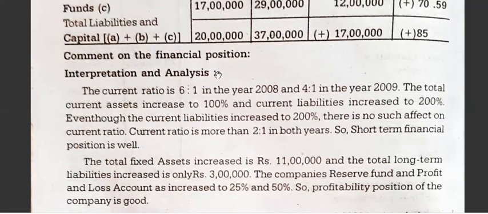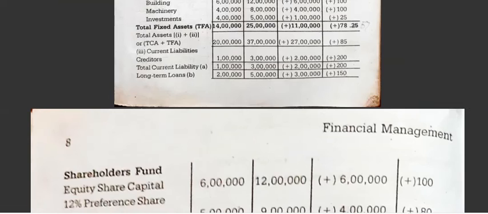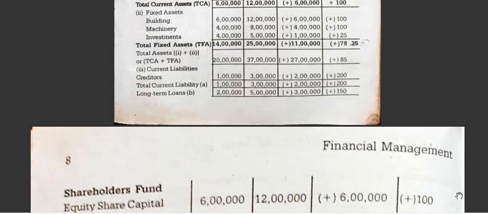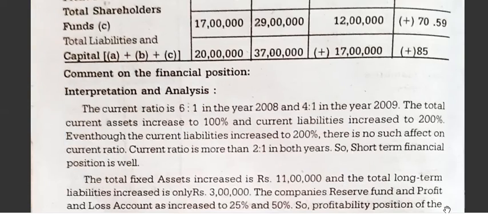Now what you have to see is the current ratio. How to interpret it? First you have to find out the current ratio, that is current assets divided by current liability. See, in 2008, what is the current asset? 6 lakh. And what is the current liability for 2008? It is 1 lakh. So 6 lakh divided by 1 lakh, it is 6 is to 1 in the year 2008, and 4 lakh in the year 2009 against 1 lakh current liability. So the current ratio means current assets divided by current liability.